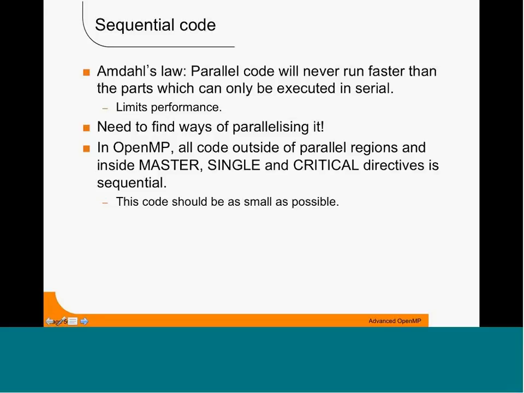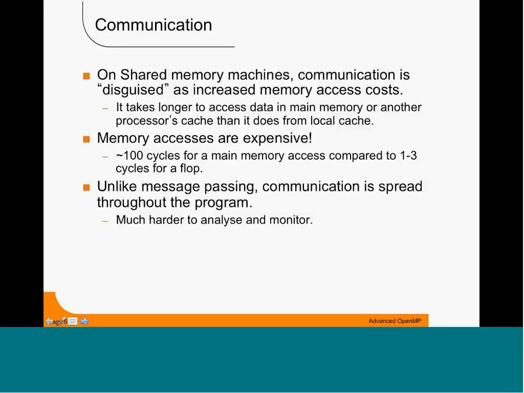So this serial code should be as small as possible. That means you need to put more code into the parallel region. Otherwise, it's not going to improve the performance of the code.